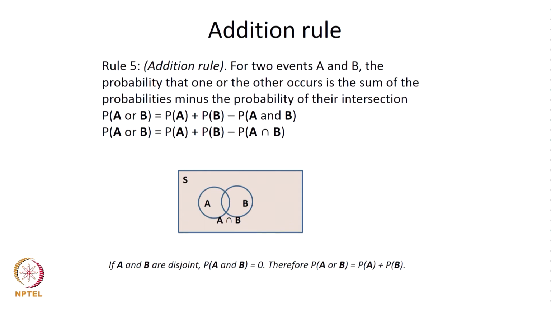If A and B are disjoint, then P of A and B is 0, therefore P of A or B is equal to P of A plus P of B. Now you realize that the rule that we saw for disjoint comes under the general addition rule.